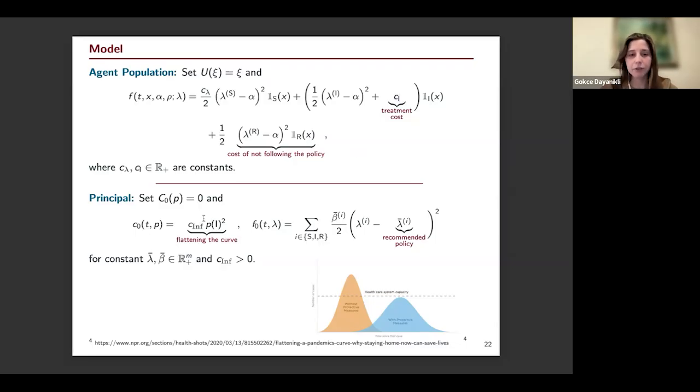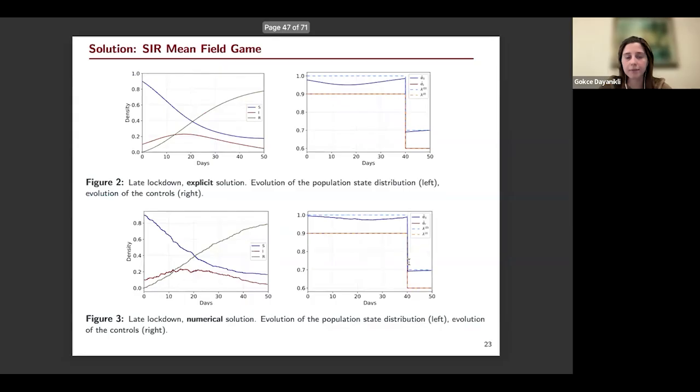On the other hand, for the principal, what's going to happen is that they want to flatten the curve. This was a term that we heard a lot, but let me remind you, it means that they want to minimize the proportion of infected at each time step. And then the other thing they want to do is that they want to set policies, lambda S, lambda I, and lambda R, that are close to the recommended policy. So here there is the Center for Disease Control and Prevention, CDC, and throughout the pandemic, they were recommending specific lockdown and mask policies. And we are assuming that our government is cooperative and they want to be close to these recommended policies. Of course, it doesn't have to be exactly the same because they are going to find the optimal according to their taste.